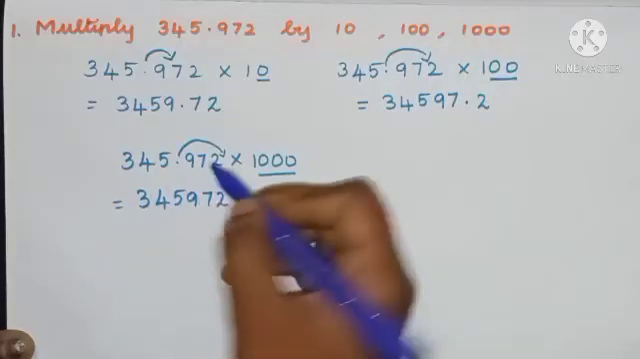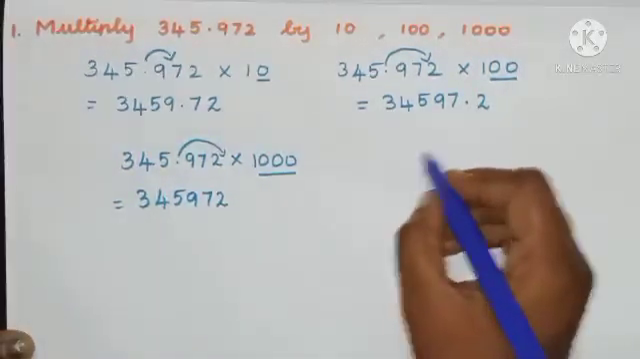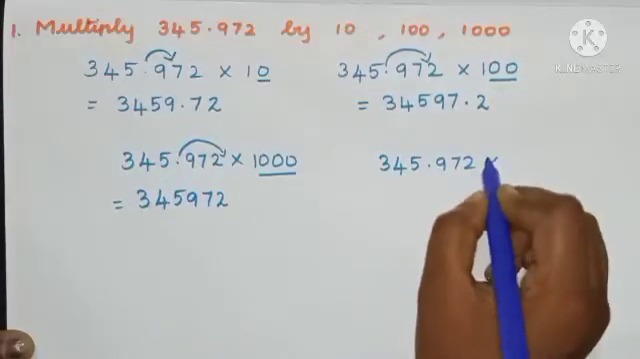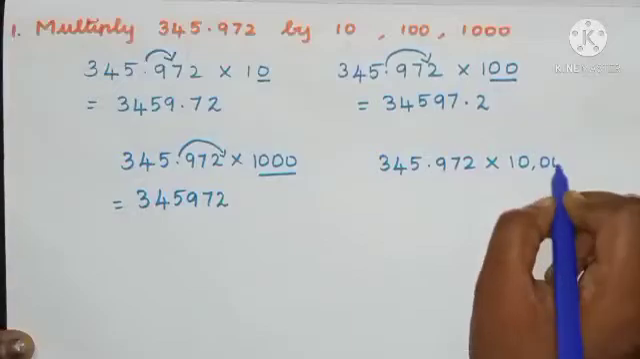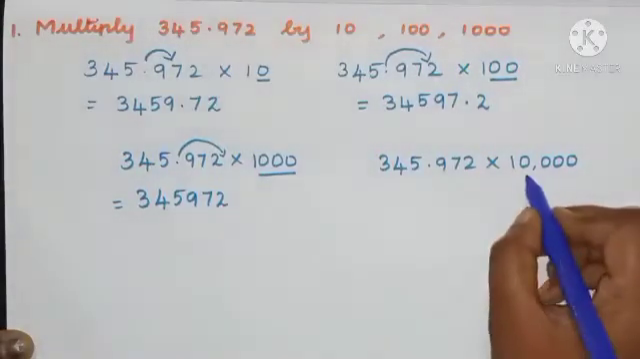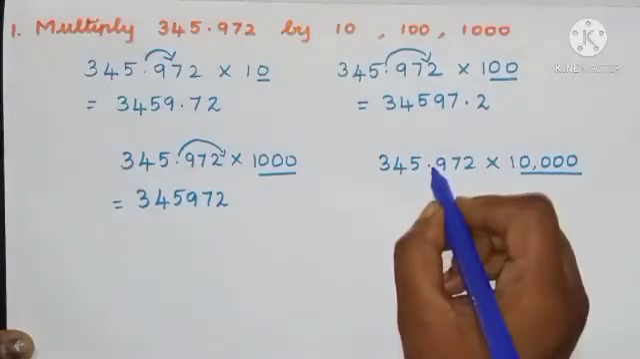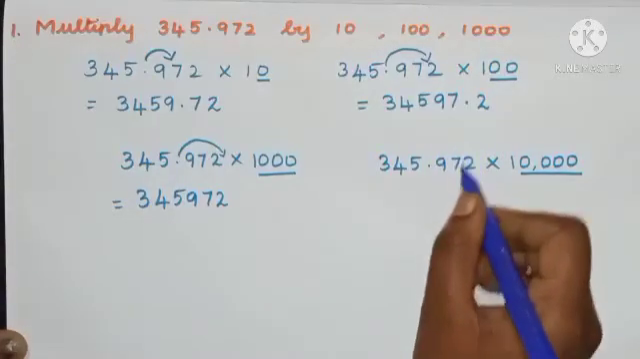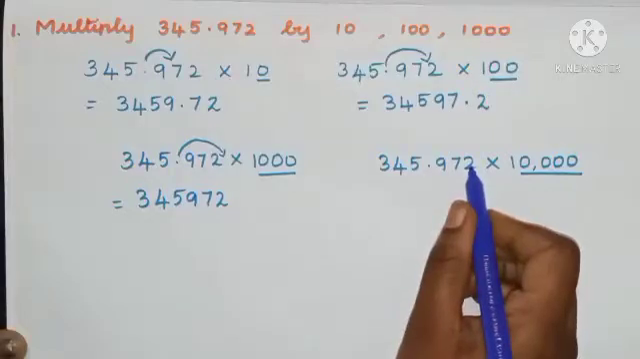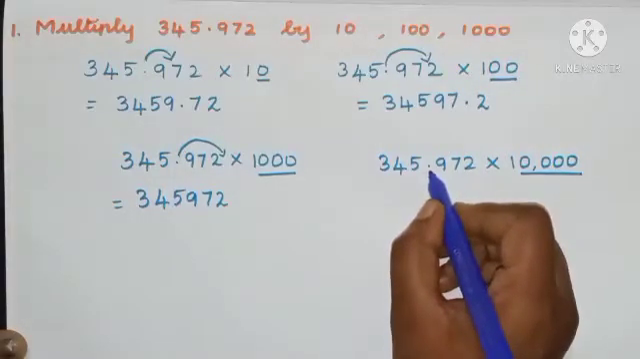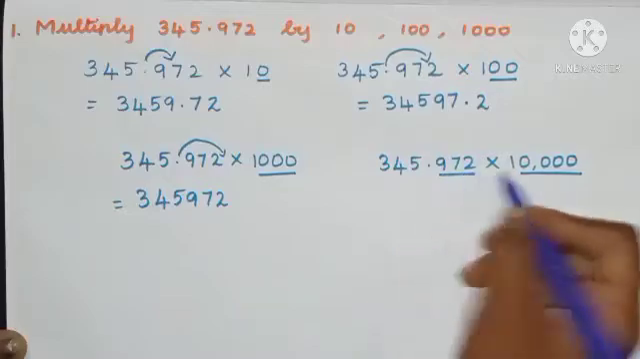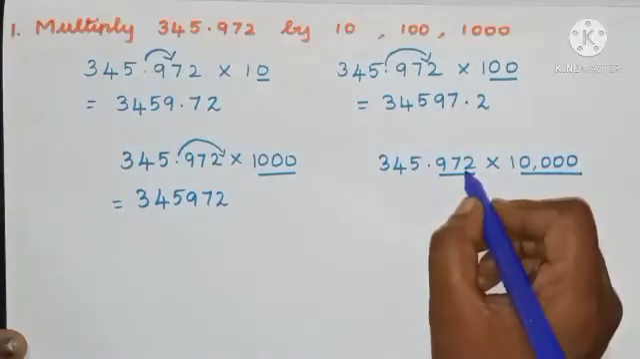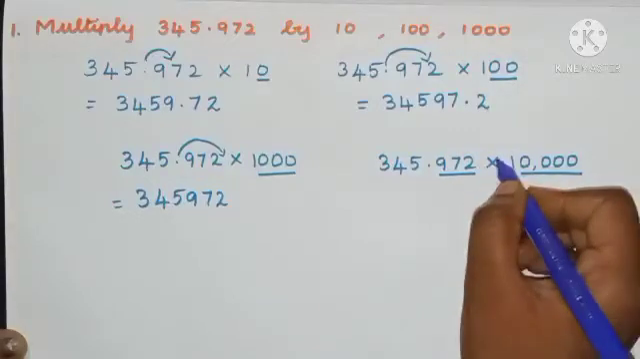3,45,972. Suppose, in case you have to multiply by 10,000, 345.972 into 10,000, how do you move? Here we have 4 zeros. So you have to move 4 places to the right. Since there are only 3 digits after the decimal point, see here, after the decimal point we have only 3 numbers. So you have to add 0 to the right and then place the decimal point.